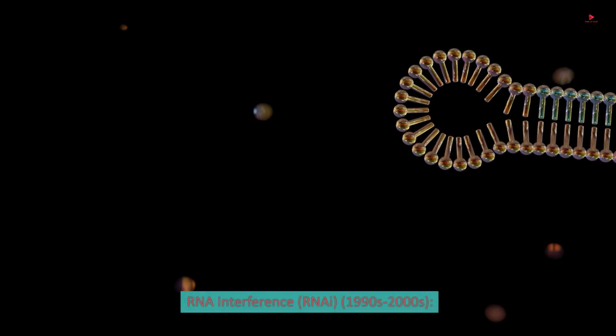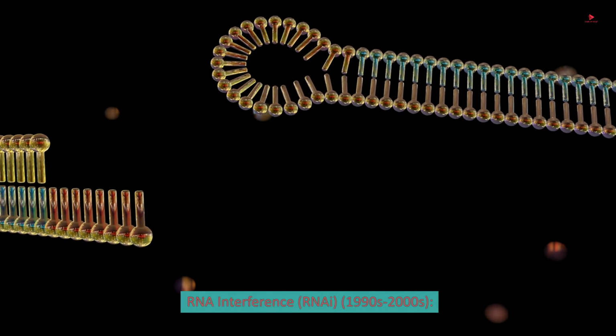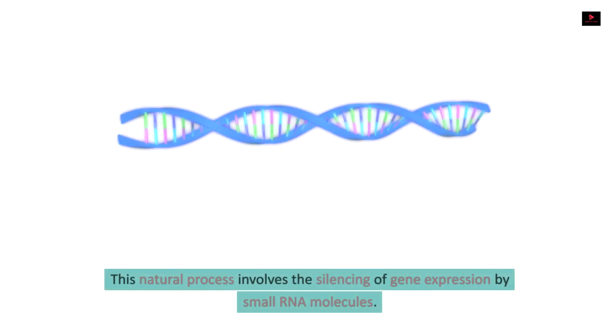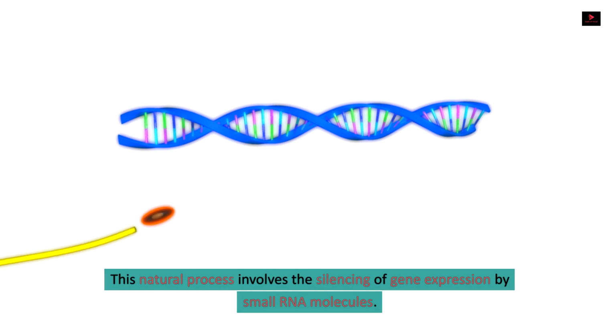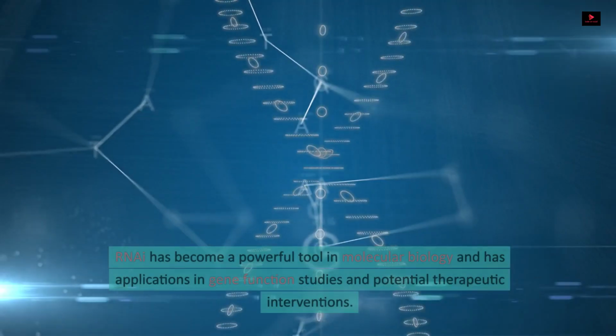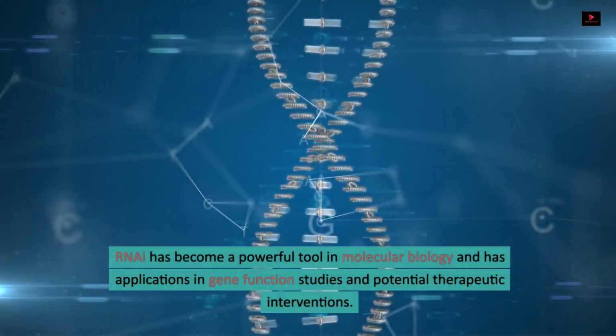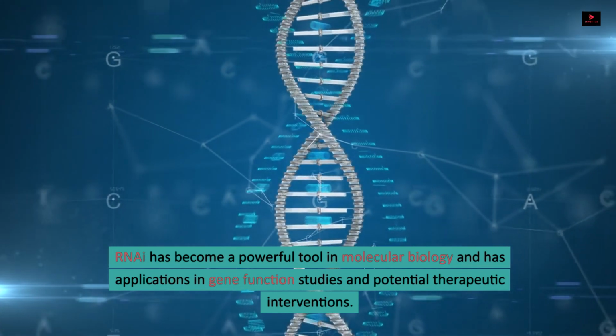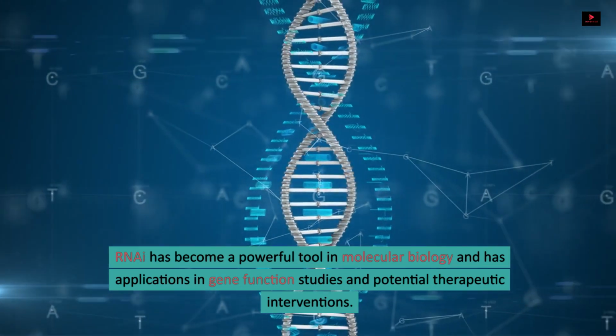RNA interference, RNAi, 1990s-2000s. Andrew Fire and Craig Mello discovered RNA interference, RNAi, in the late 1990s. This natural process involves the silencing of gene expression by small RNA molecules. RNAi has become a powerful tool in molecular biology and has applications in gene function studies and potential therapeutic interventions.